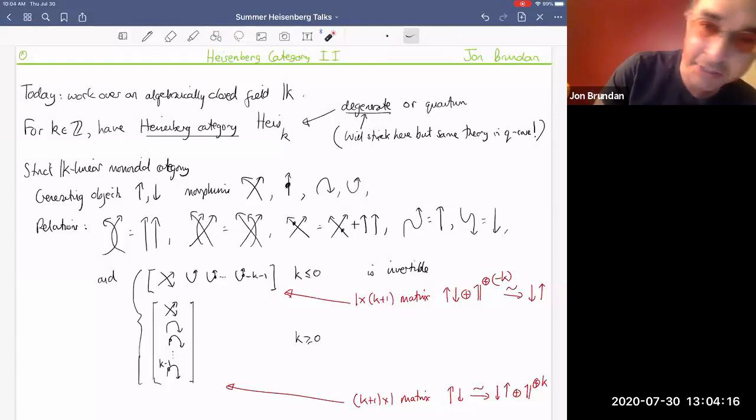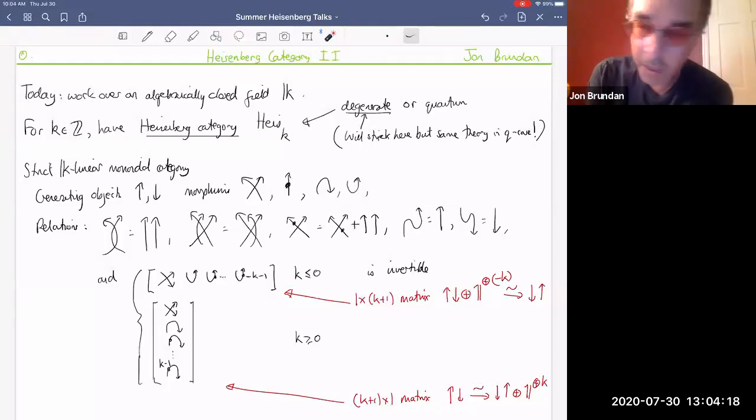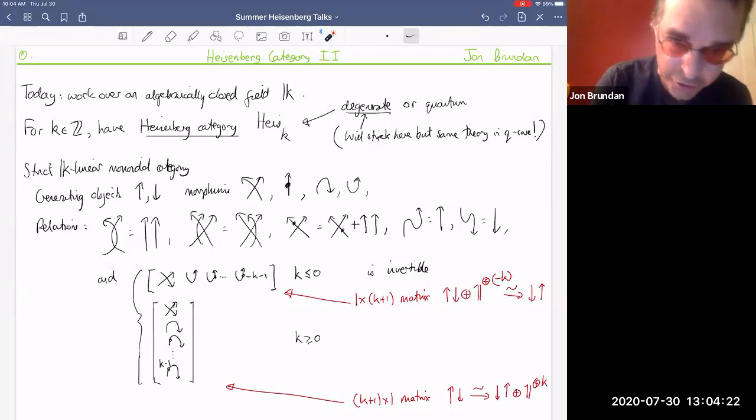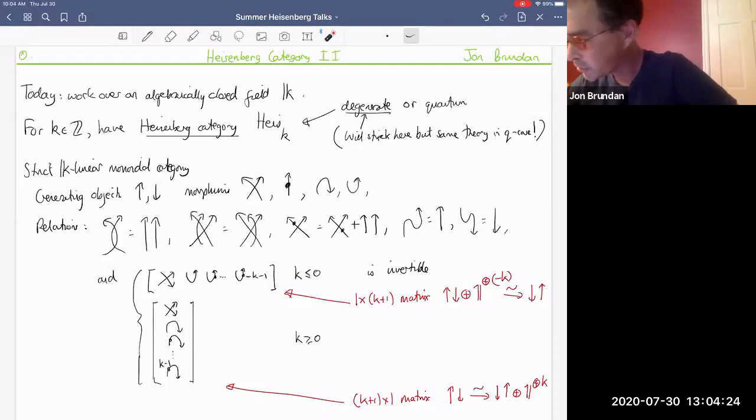And actually it's kind of going to be a completely different talk. The point of view is totally different, but of course it's still featuring this Heisenberg category. So let's just quickly remind you where we were.